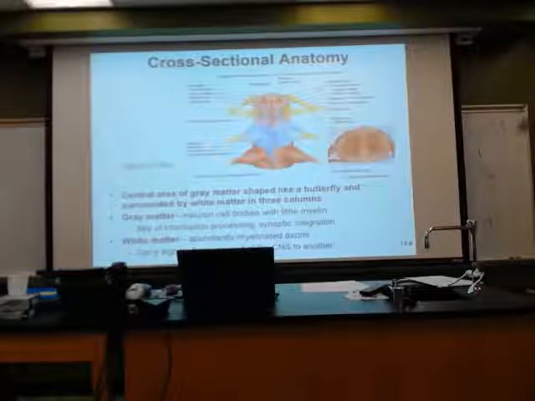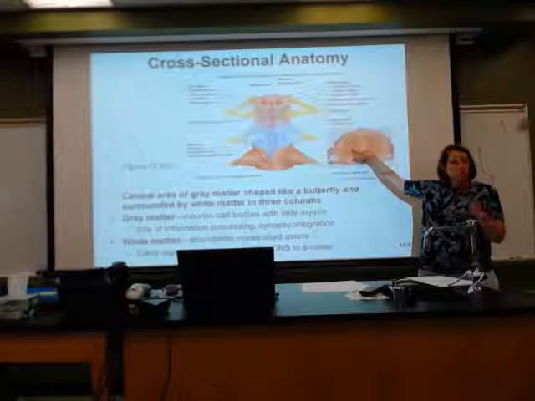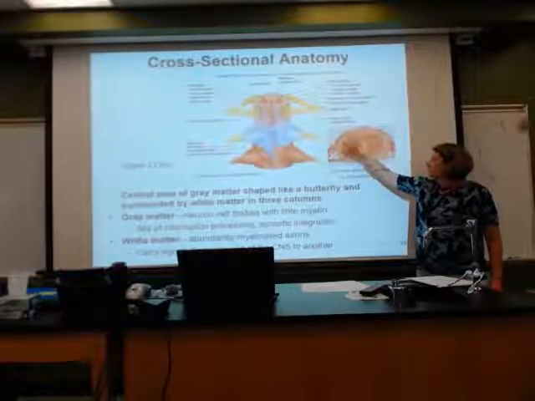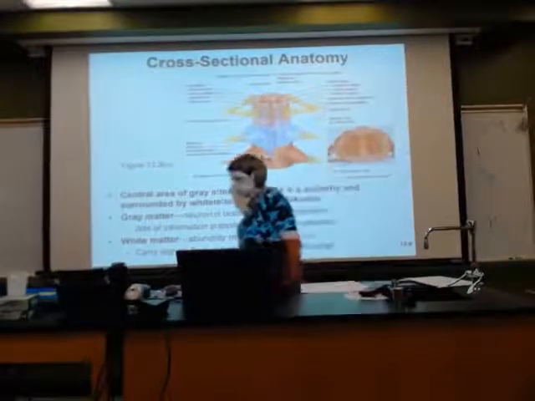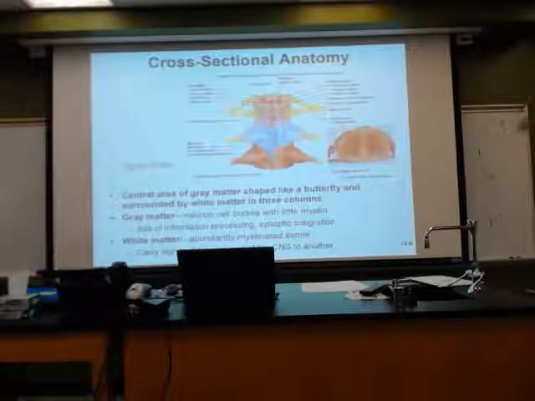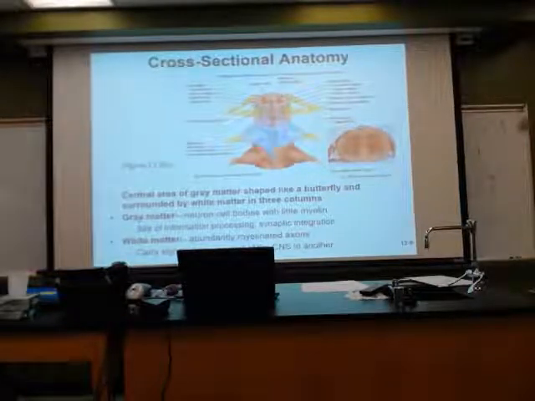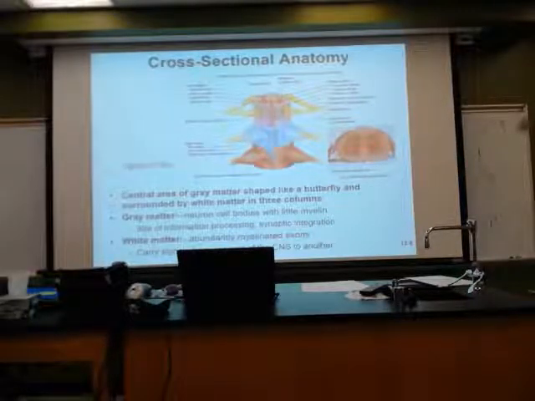Now, this is termed gray matter. This is termed the white matter. Why? Let's think back to part 1, when you were learning about the structure of the neurons. What could the axons be wrapped in? Myelin.